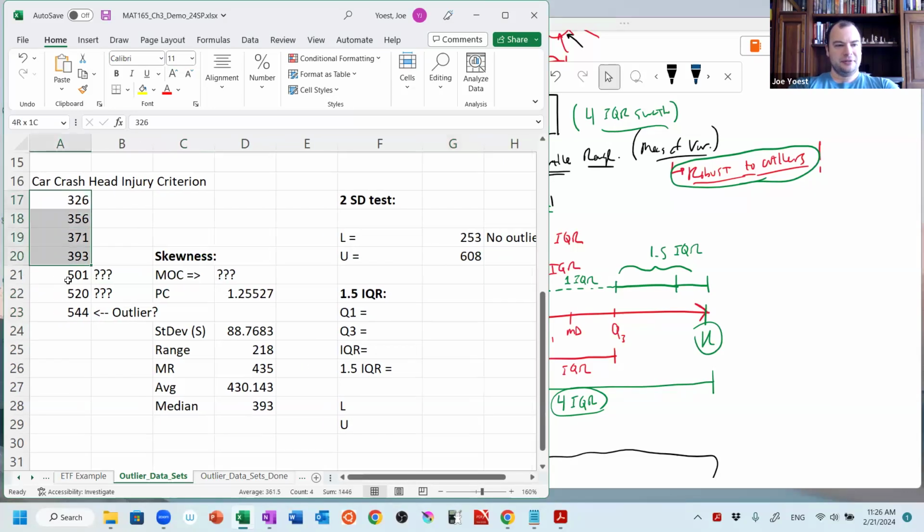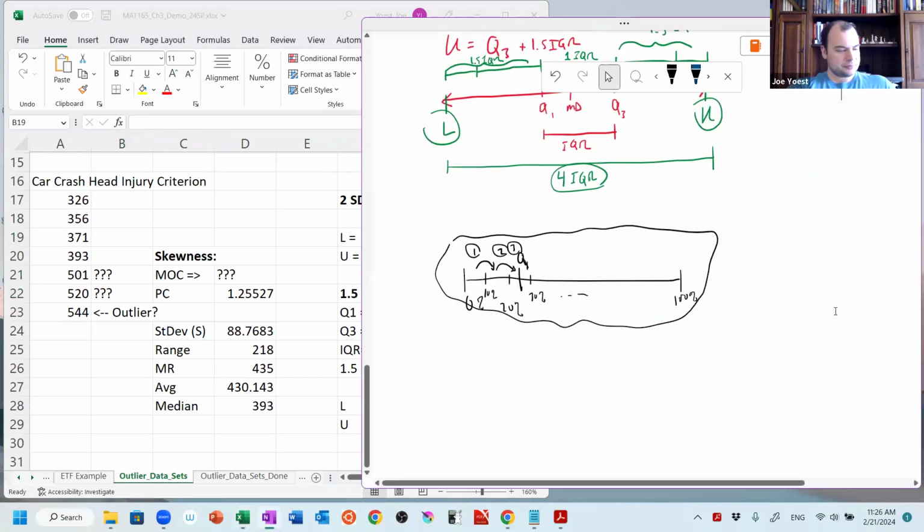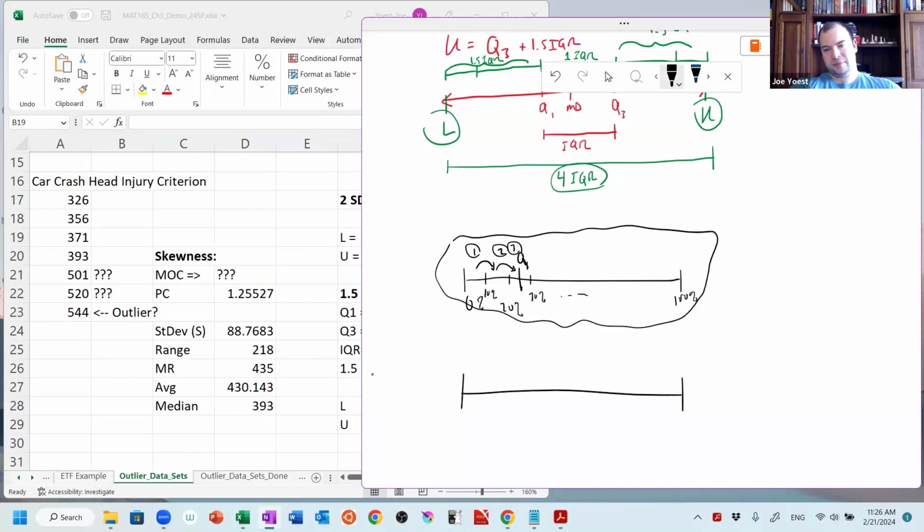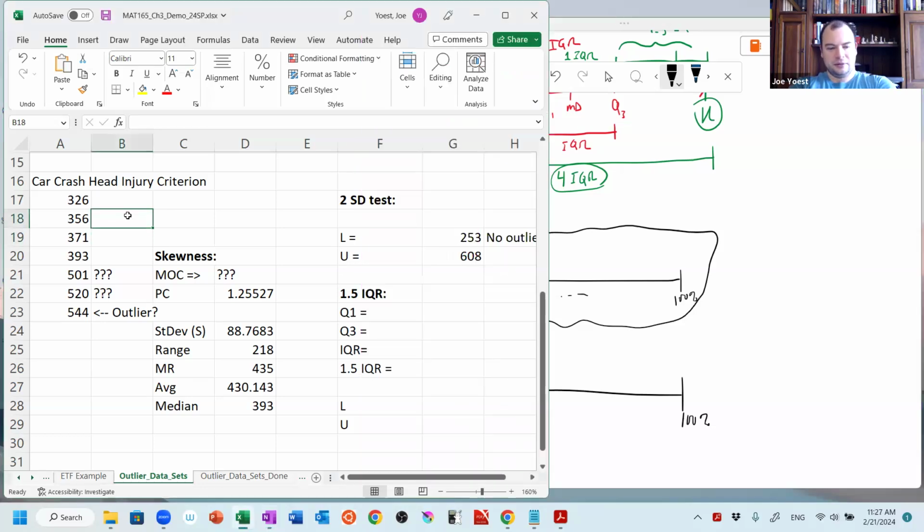Okay, so how many data points do I have? I have 7 data points. 0 sevenths, 1/7 is about 14%. 2 sevenths is about 28%. I need to find Q1. Q1, the 25th percentile, is between 14 and 28%. So Q1 is going to be the second smallest data value. So this is Q1. The second largest is going to be Q3 by symmetry.